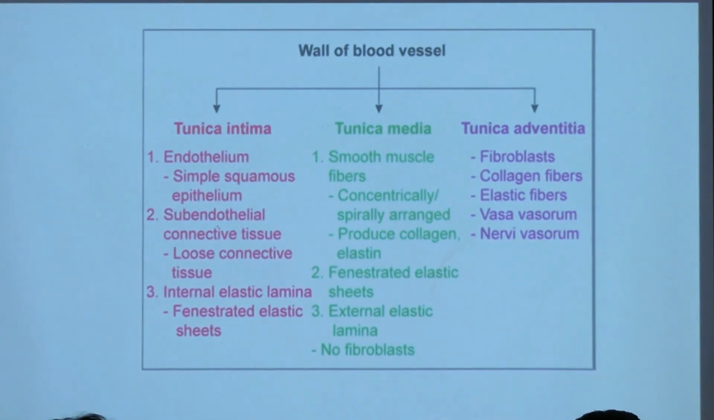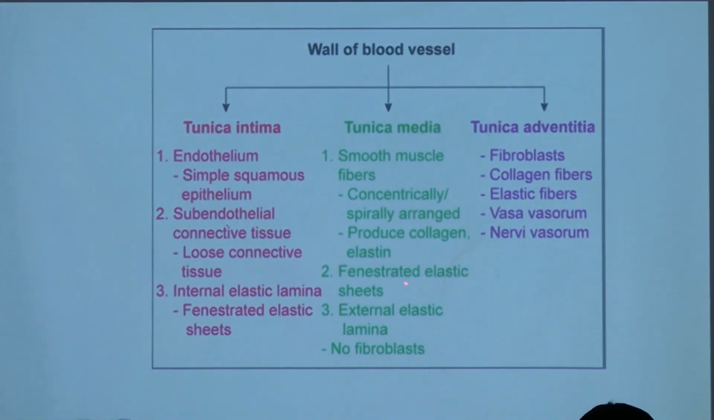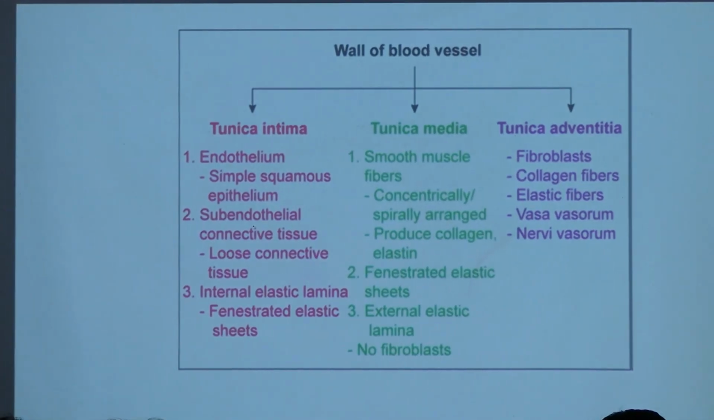Now in the tunica media, what is present? Smooth muscle fibers and elastic fibers are present. You can see smooth muscle fibers which are concentrically arranged, somewhere spirally arranged. And fenestrated elastic sheets are also there.